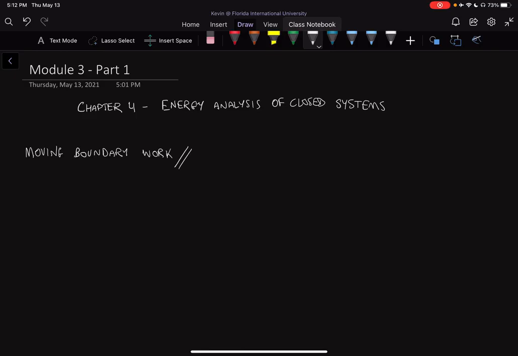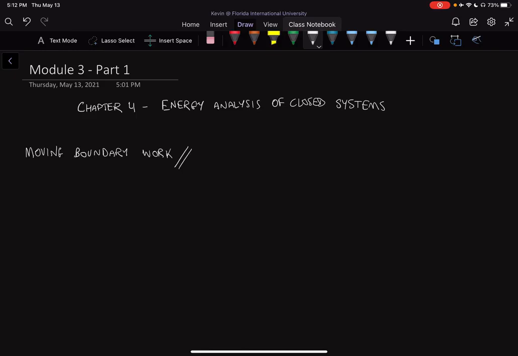So this is our first part of Module 3, and Module 3 is going to focus on Chapter 4 in our textbook, which is on energy analysis of closed systems. So we're going to continue analyzing closed systems just like we did in the previous module, and we're going to start our analysis on moving boundary work. Now, this module also uses parts of Chapter 2, which will be combined with Chapter 4 as well.